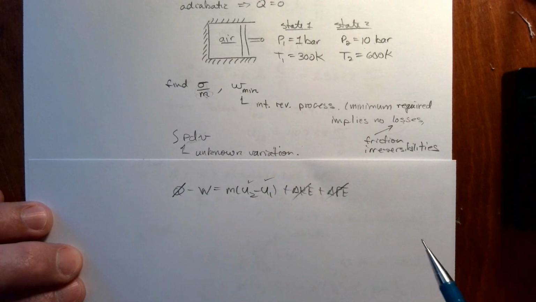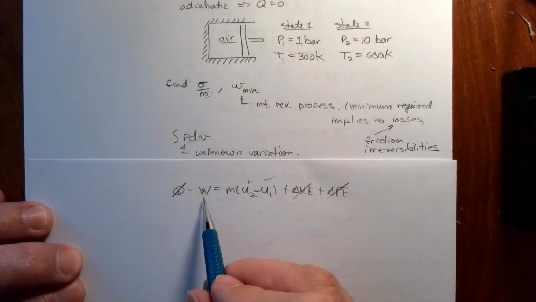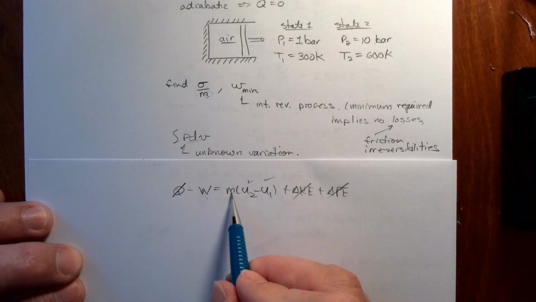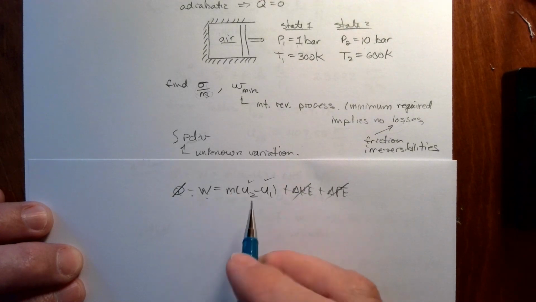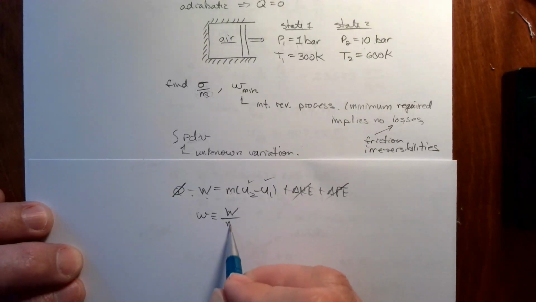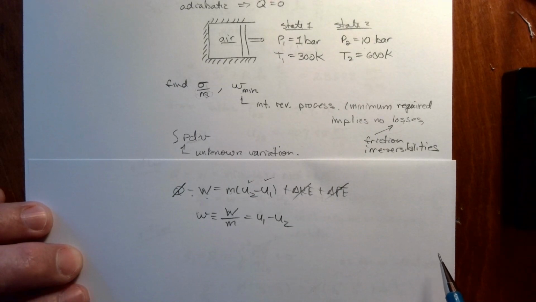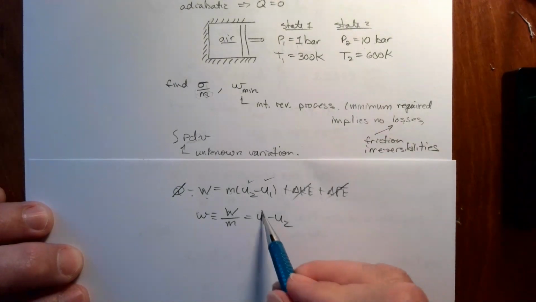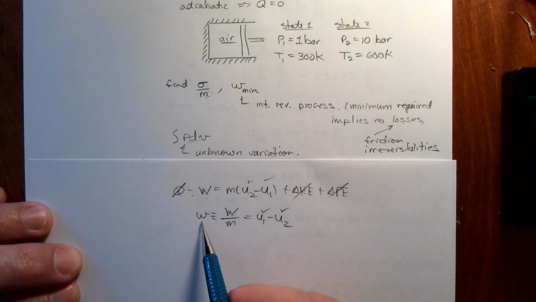It is adiabatic, so we'll cross that one out. We'll take this M and divide through because we're evaluating things on a per unit mass basis. So let's divide through by M, and I'm also going to take that minus sign to the other side. So little w, which is defined as W over M, is going to end up being U1 minus U2. Both states are defined, so we can actually calculate a U1 and a U2 that will give us a value for that work.